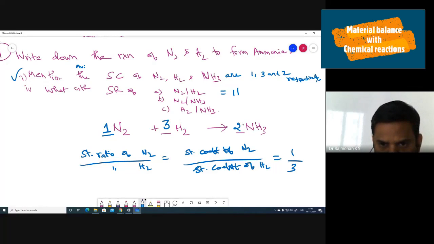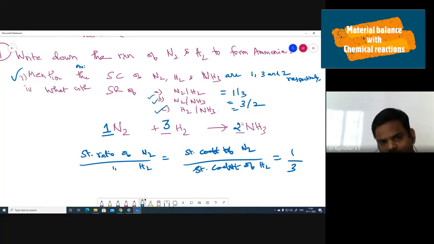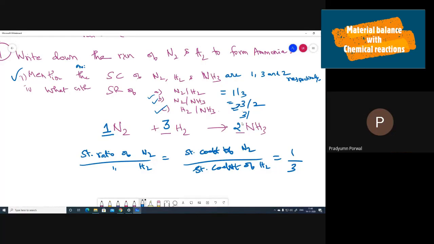Similarly, we can complete the second part and this part. For hydrogen by ammonia it is 3 by 2. It can be written as a ratio within reactants, or it can be written with product and reactant also, or reactant and product also. So hydrogen by ammonia is 3 by 2. What is nitrogen by ammonia? So this one is 1 by 2. Okay.